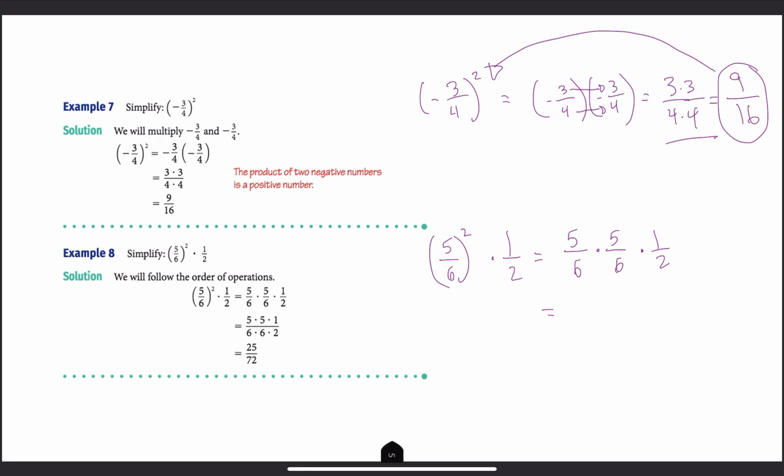So when I'm multiplying 3 fractions or any number of fractions, I can go ahead and multiply all of them together. So this is 5 times 5 times 1 over 6 times 6 times 2. So 5 times 5 times 1 is 25, and 6 times 6 is 36, times 2 is 72. And since they didn't have any common factors here when they were in a factored form, they won't have any common factors here when they're multiplied. So that is in lowest terms.